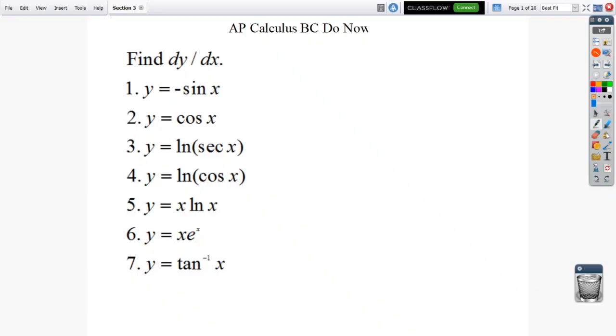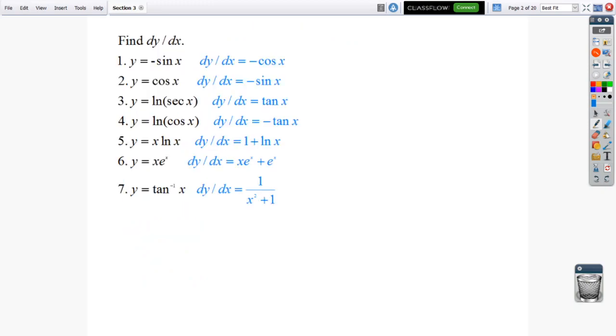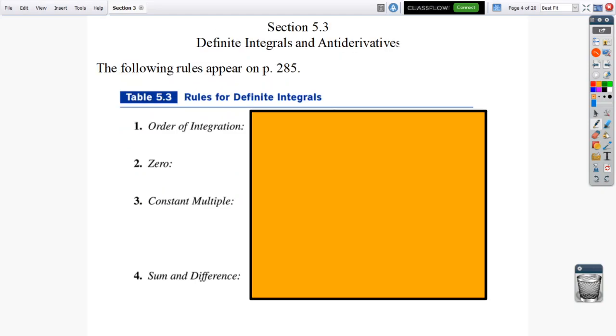So here is what your do now would have been had we actually had in-person school. You can pause it, try these out. I mean, it's really just practicing your derivative rules. Here's all the answers. You can pause and look at those real quick. But moving forward, that would have been a homework quiz.